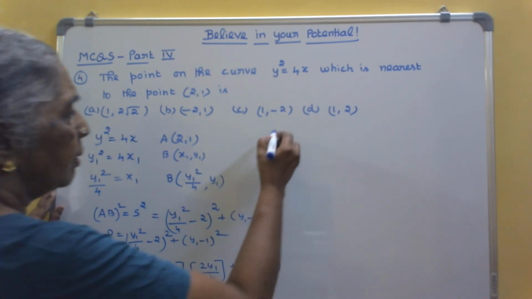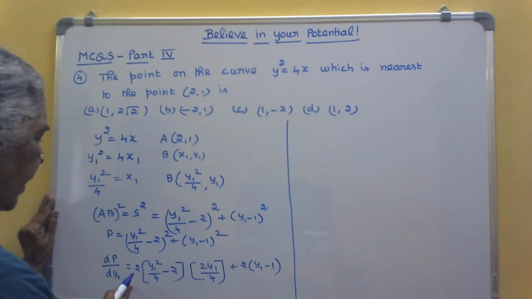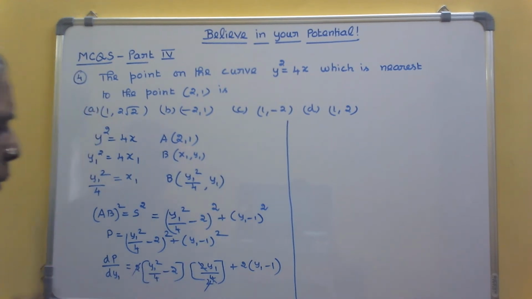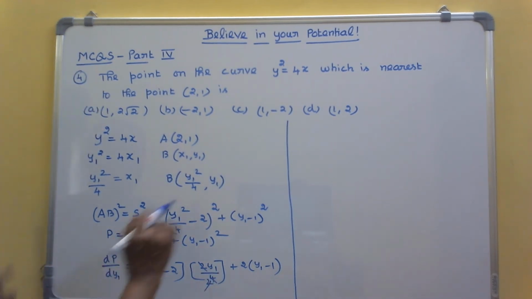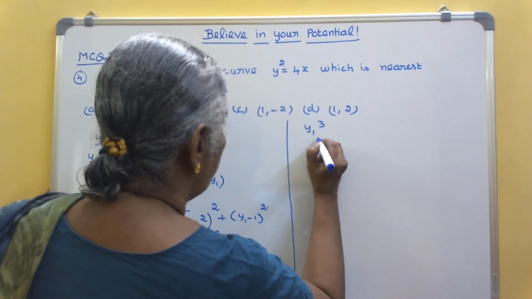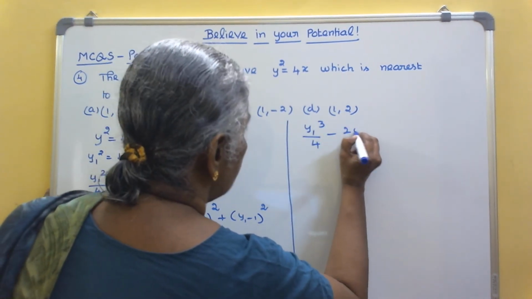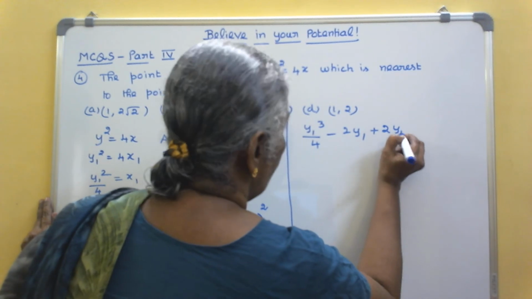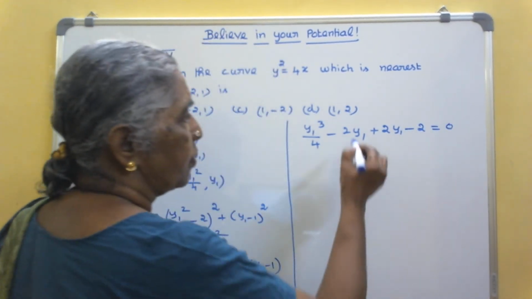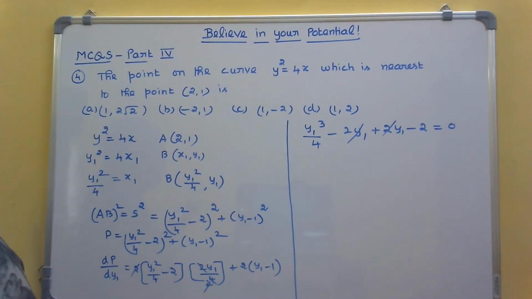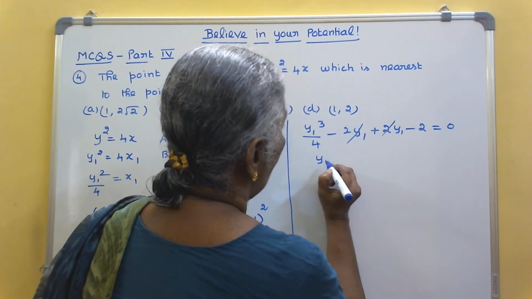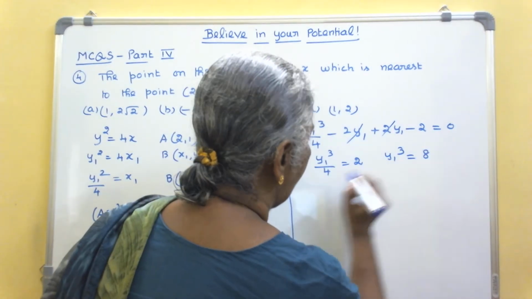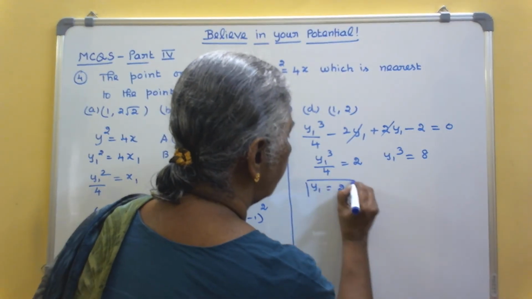So now dp by dy1 is, here this 2 and this 2 times, this 2 goes. So I just have y1. So I will be getting y1 cube by 4 minus 2y1, y1 into this and y1 into this. Here I am getting plus 2y1 minus 2, that is equal to 0. Minus 2y1 and plus 2y1 we can cancel. So we will be getting y1 cube by 4 is equal to 2, or y1 cube is equal to 8. That gives y1 is equal to 2.